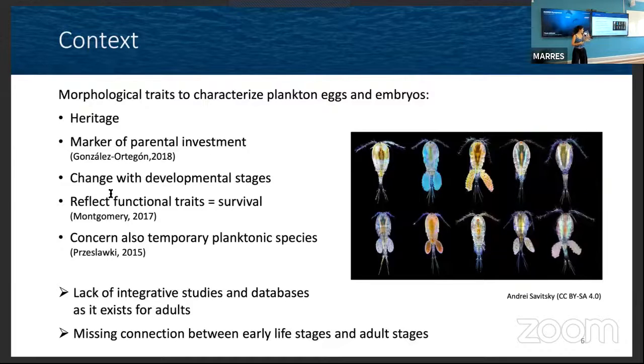So now we have a problem because there is a missing connection between early life stages between themselves and also with the adults. And we are not able, when we have an image of eggs, to know which species it belongs to.